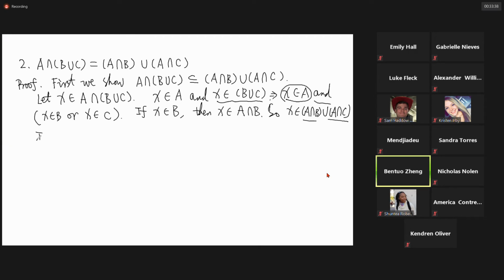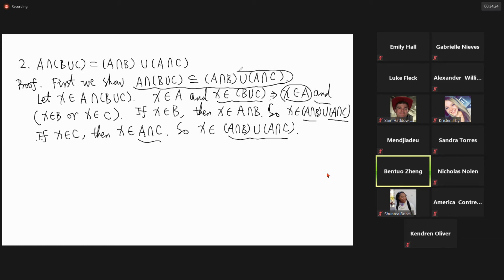Okay, the second case is if x is in C, again, because x is always in A, then you can get x is in A intersect C. So we again get x is in (A intersect B) union (A intersect C), because this set is larger than A intersect C. So in both cases, we get x is an element of (A intersect B) union (A intersect C). So the first thing, this one is proved.